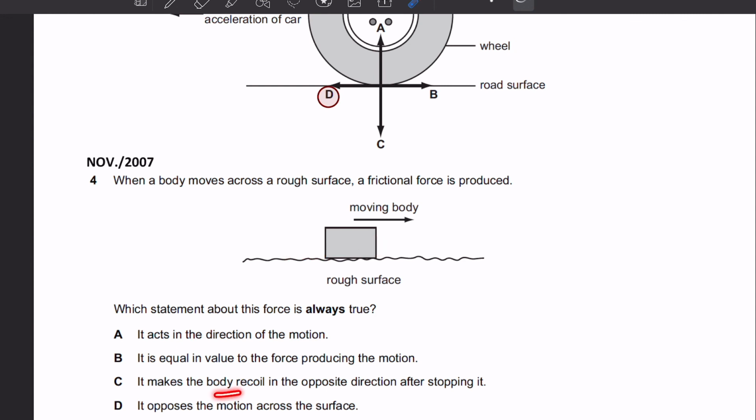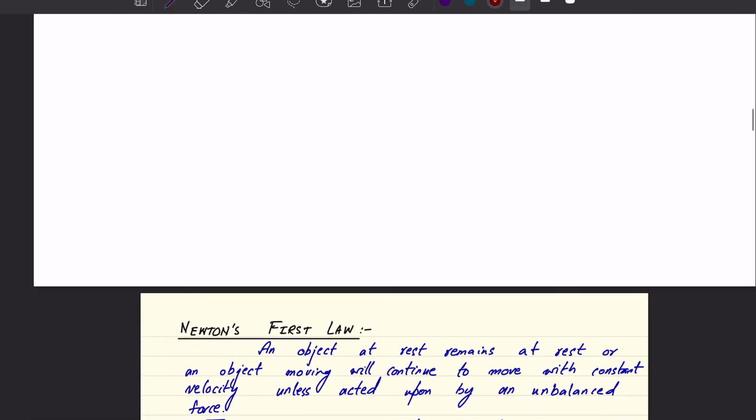It makes the body recoil in the opposite direction after stopping it. It will not. Once it stops, then the object will stop moving. It cannot make it start moving in the opposite direction. It opposes the motion across the surface. That's very correct. So the frictional force would oppose the motion across the surface.